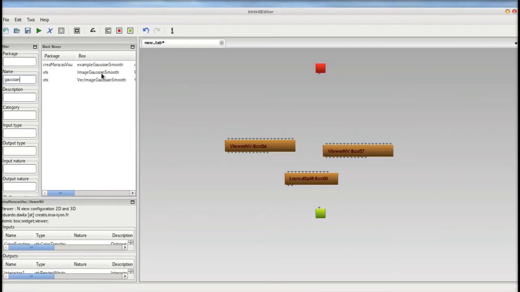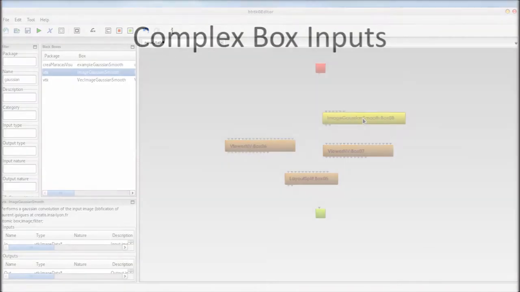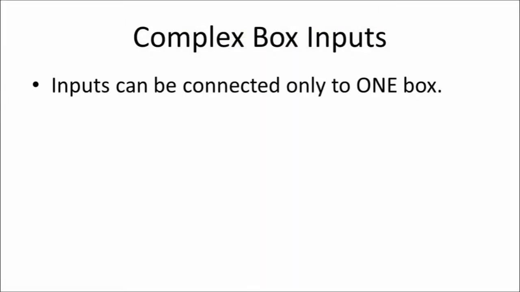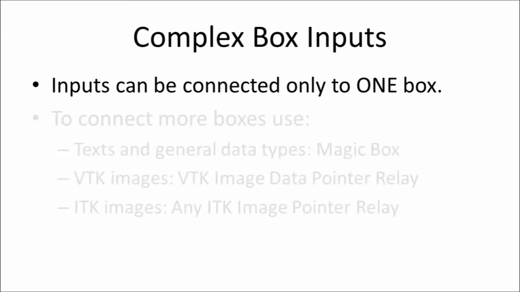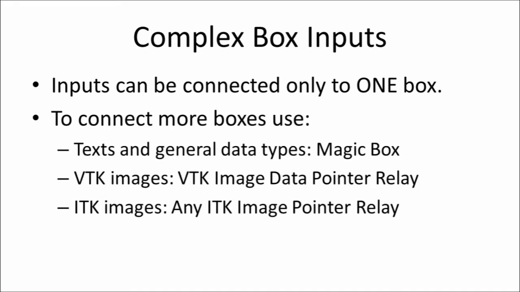One special note here: complex box inputs can only have one connection inside the complex box. If we need to use the input in several boxes, we have to use some special boxes that allow to replicate the image and send it to all other boxes. In the case of texts and general data types, the magic box black box is used. In the case of VTK images, the VTK image data pointer relay is used. And for ITK images, the any ITK image pointer relay is used.